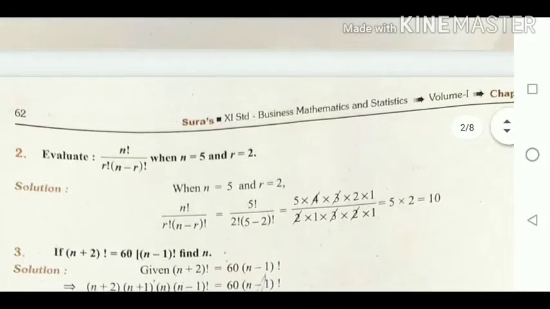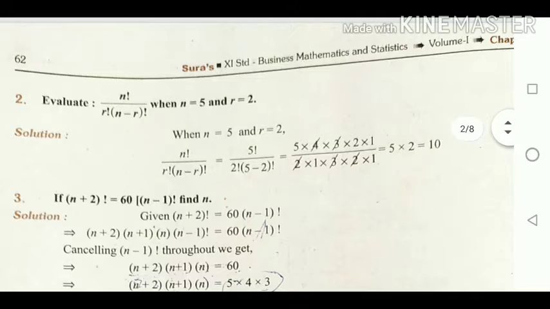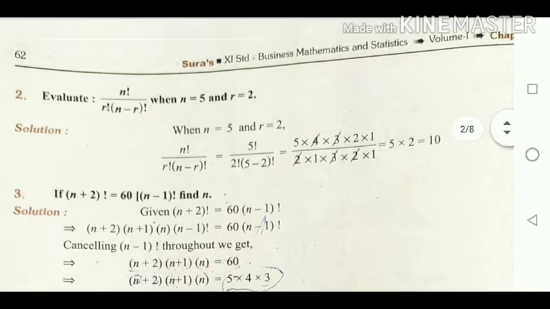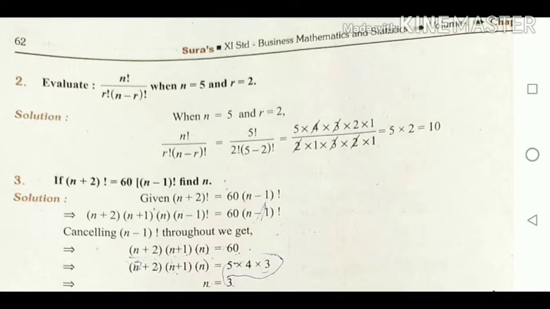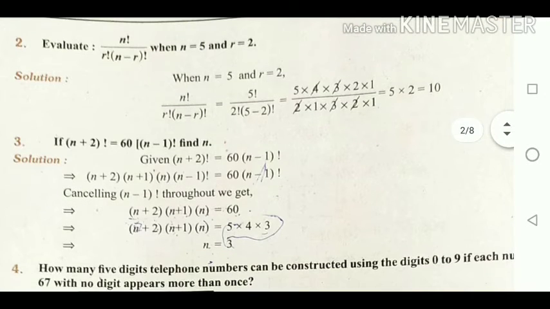Okay, next we are going to see about the second sum. Evaluate n factorial divided by r factorial into n minus r factorial when n equal to 5 and r equal to 2. Okay, here the values of n and r are given. In the formula, n equal to 5, so apply the value: 5 factorial divided by r factorial, which is 2 factorial, then n minus r is 5 minus 2 factorial. If you subtract 5 minus 2, we get 3 factorial.